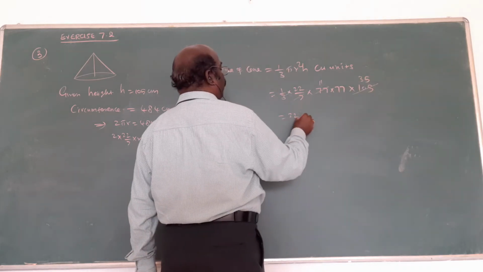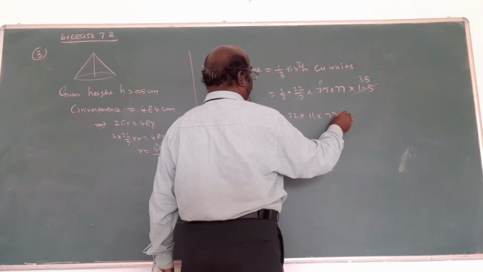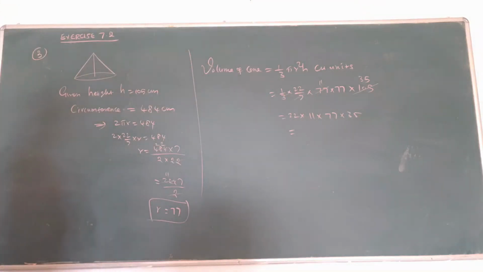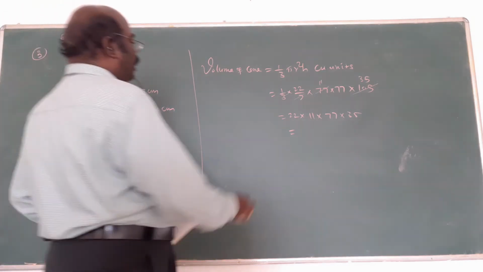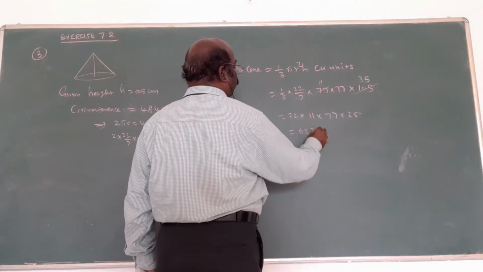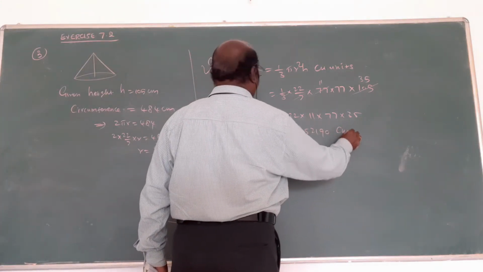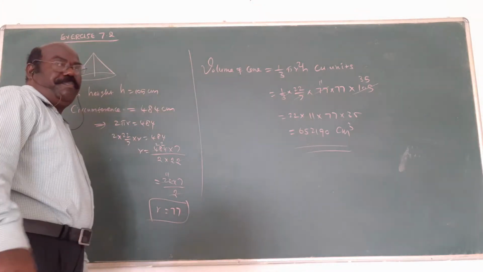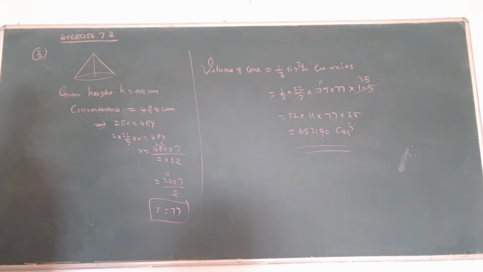Now what is the matter? 22, 11, 77, 35. We want to multiply all the 4 values, and we get the answer. 652190 centimeter cube. Cube means centimeter cube, while area means centimeter square.